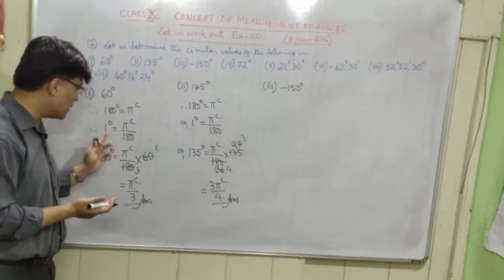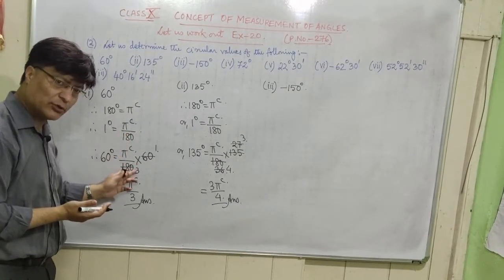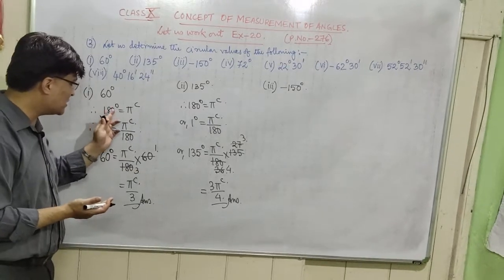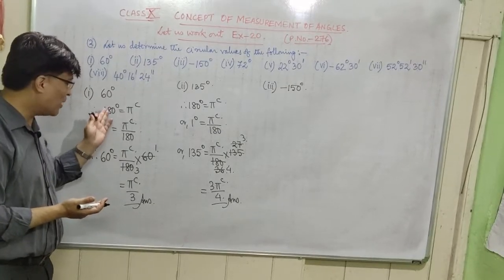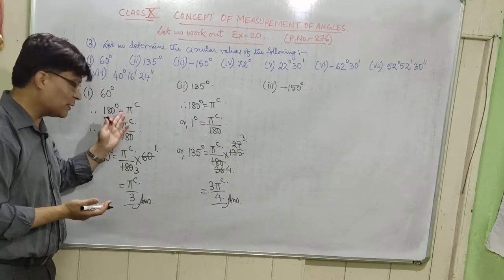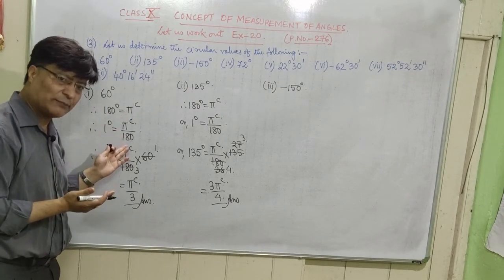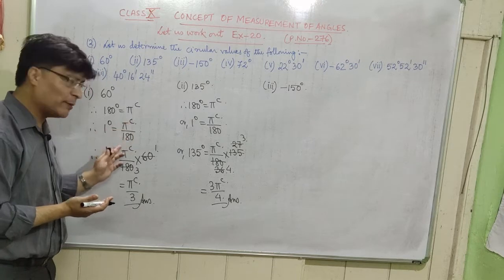So 60 degree is more than 1 degree, so you have to multiply. So 180 degree is equal to pi radian. So 1 degree is equal to 1, which is less than 180. It should be less than pi, so it should be divided by 180. So pi radian divided by 180.